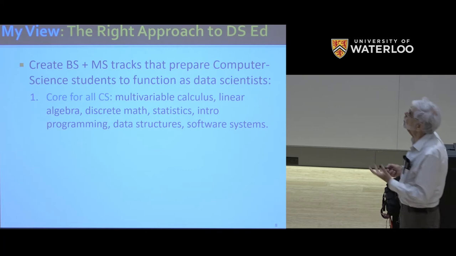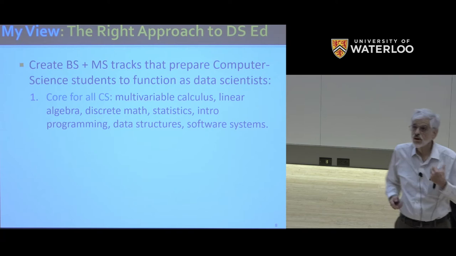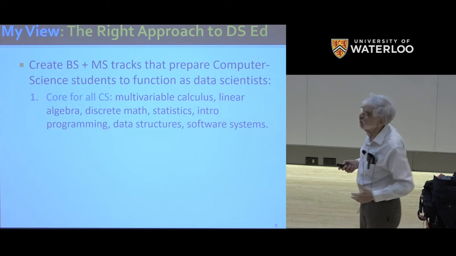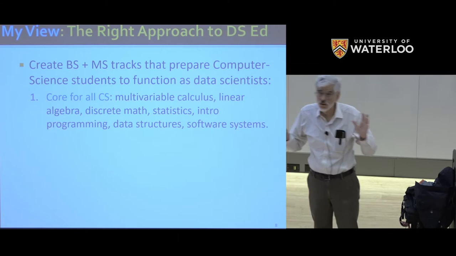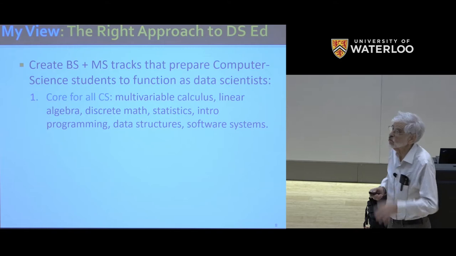And so what I would put in there, first of all, what I now regard as the core for all of computer science, every computer scientist needs to know this. You need a couple of terms of calculus, obviously linear algebra. Everybody takes discrete math, so there's a lot of math in there. And of course, statistics. At Stanford, we require every bachelor's student in computer science to take a real statistics course.